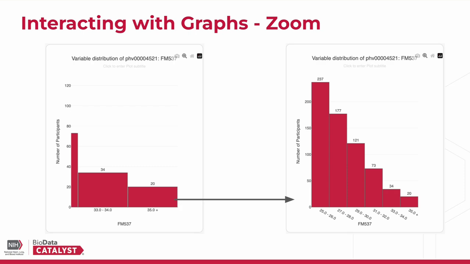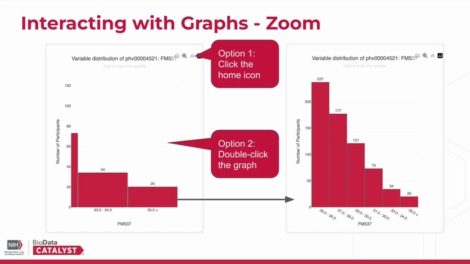There are two options to reset the graph to the original parameters. First, we can click on the home icon in the top right corner. Second, we can double-click anywhere in the graph to return it to its original state.